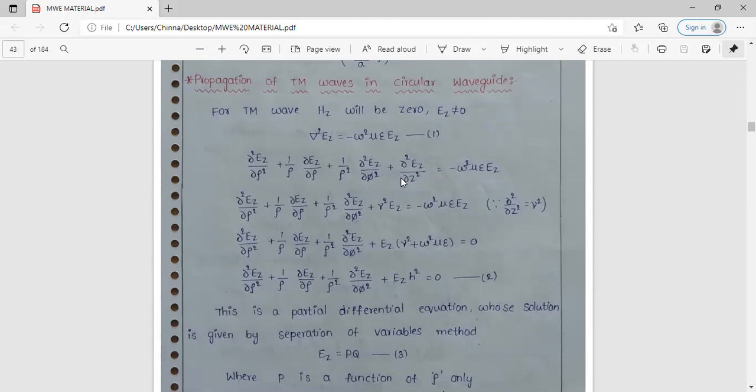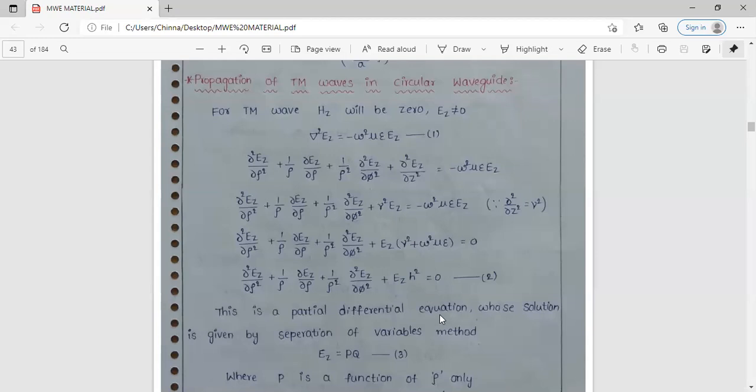So here also, the dou square by dou z square term will be considered as gamma square. So I am replacing dou square by dou z square with gamma square. So this is the expression. Now we bring the positive and negative terms to the LHS side, and we can take Ez common. Then we obtain gamma square plus omega square mu epsilon. So this term will be h square. So Ez into h square is equal to 0. That is equation number 2.